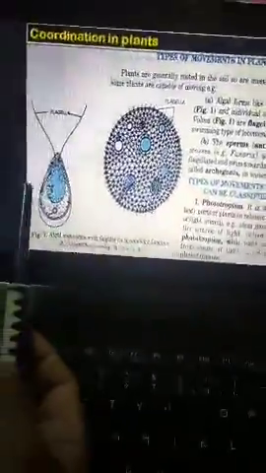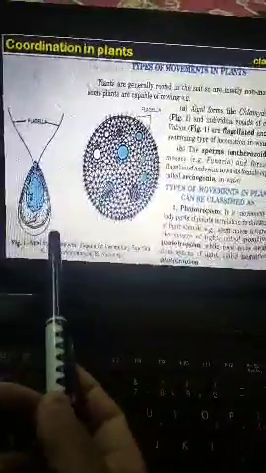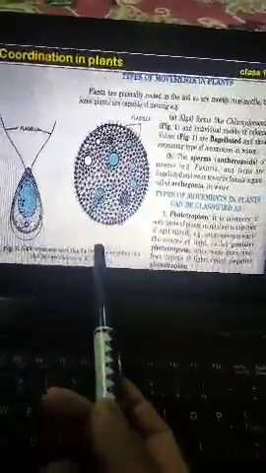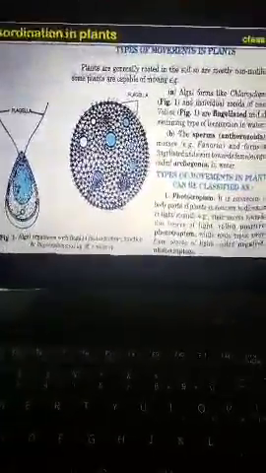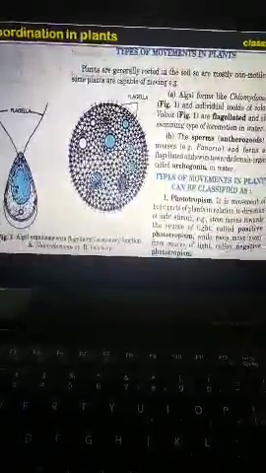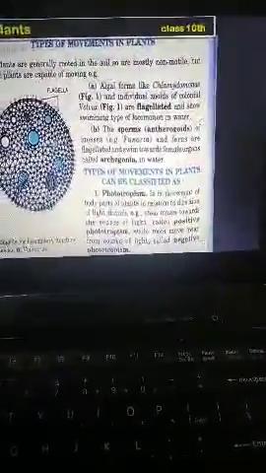Plants are generally rooted in soil, so they are non-motile, but some plants are capable of moving. As you can see in this picture, two algal organisms are shown. One is Chlamydomonas and the other is a Volvox species. These algal plants are flagellated, so they move in water. Another type is the sperms or antherozoids of mosses, Funaria and ferns. They also are flagellated and they swim towards the female organs in water.